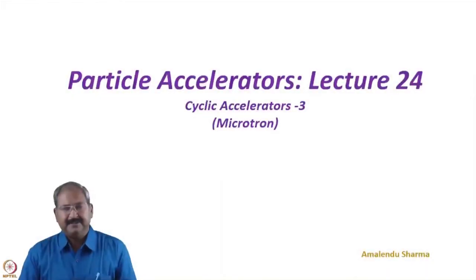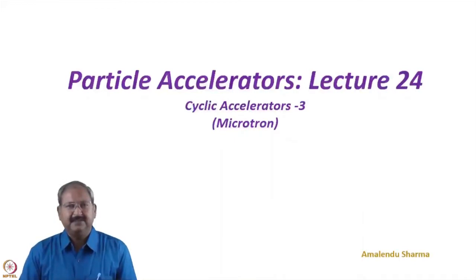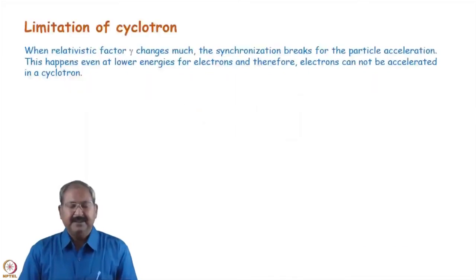In this lecture we will see another type of accelerator named the Microtron, and it is useful for electron acceleration. In the previous lecture, when we discussed the cyclotron, we learned that in a cyclotron, if gamma changes much, the particle cannot be accelerated. So only in the low energy regime can heavy particles or protons be accelerated. In case of electron, because it is a very light particle, gamma changes rapidly. And in that case, electrons cannot be accelerated in the cyclotron.